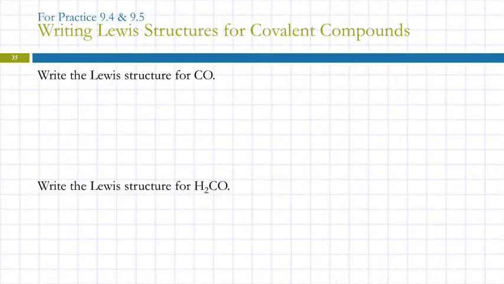So let's practice this. Write the Lewis structure for carbon monoxide. Writing the skeleton structure for this one's pretty easy because there's only 2 atoms. They must be connected to each other, right? There's no other way to do it. So the next thing is, how many valence electrons in the whole molecule? Carbon has 4. Oxygen has 6, right? That's a total of 10.